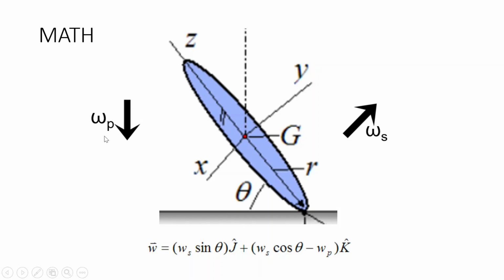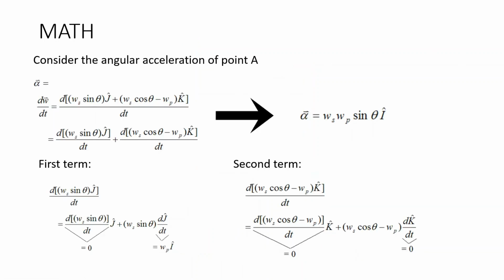We know the direction of omega p and omega s, so we can represent omega in this form, where j is the unit vector in the y direction and k is in the z direction. Later, we will consider several properties of the disk and use them to finish the proof. For the angular acceleration, we differentiate the angular velocity and separate it into two terms.